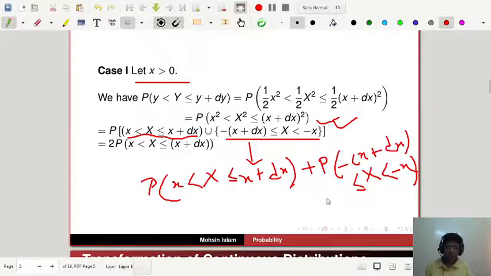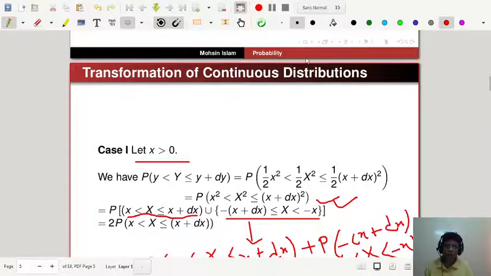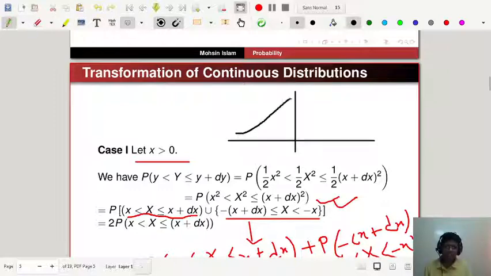But due to symmetry of the standard normal curve, you know that the standard normal curve can be drawn like this. This is the standard normal distribution. This is your 0. The left hand side of the y-axis has 50% of the data, and the right hand side of the y-axis has 50% of the data. So the total area is approximately equal to 1. So this is symmetric about the y-axis.